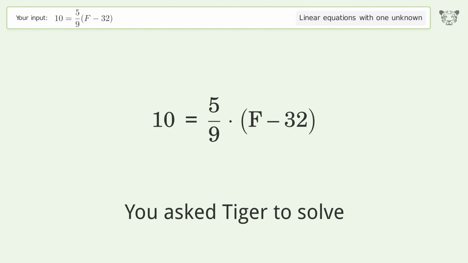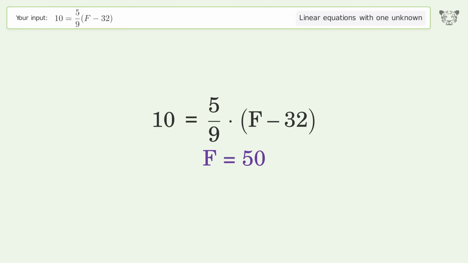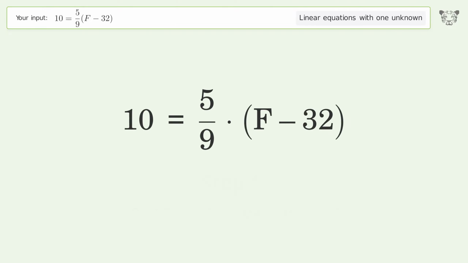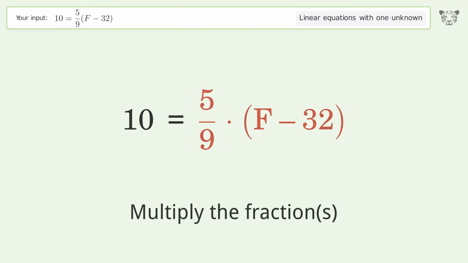You ask Tiger to solve. This deals with linear equations with one unknown. The final result is f equals 50. Let's solve it step by step. Simplify the expression. Multiply the fractions.